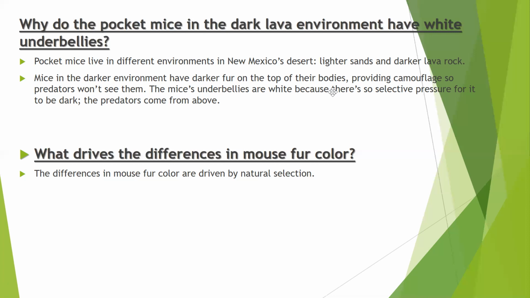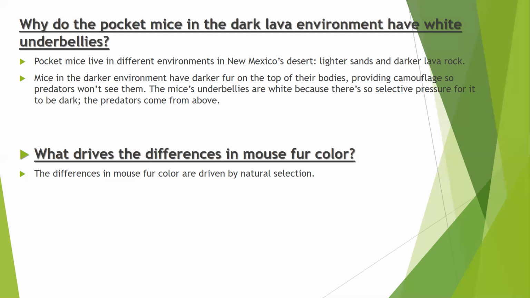What drives the differences in the mice? The difference in the fur color is driven by natural selection. And what is doing the selection here? It's the predator. Now, if you remember back with Lamarck's idea, it was that an organism wants to change, so it will. So if you were a light colored mouse in a dark environment, you would probably want to be dark. Does the mouse's hair magically turn dark?